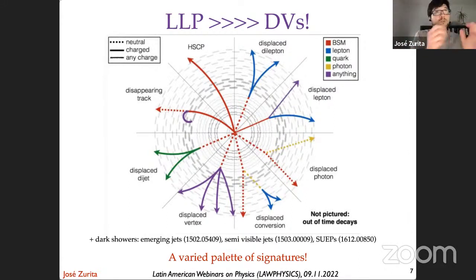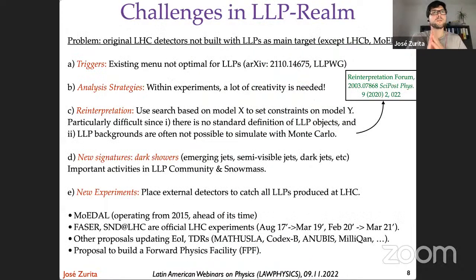A displaced tau, displaced jet, displaced muon, but something that is slightly more complex, which is more challenging, but it's also a lot of fun when you work on it. So what are the hot topics, the discussion, the challenges, the things that are happening in the LLP world?